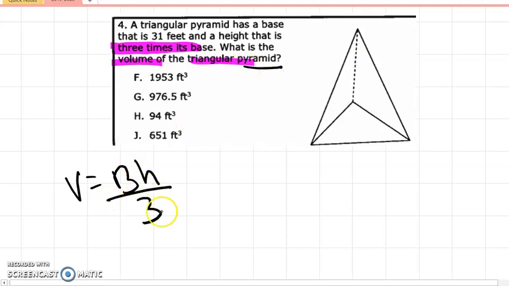Why divided by 3? Because it's a pyramid. And so now, what is my base? Well, my base here happens to be the triangle. So what I'm going to do is figure out... I will upload the 1, 2, 3 and then I'll go back to it.